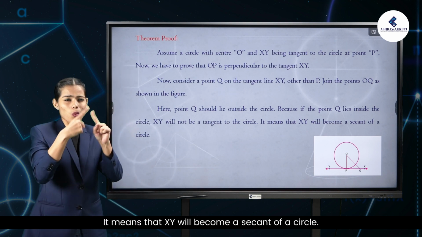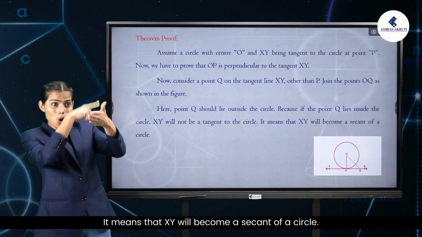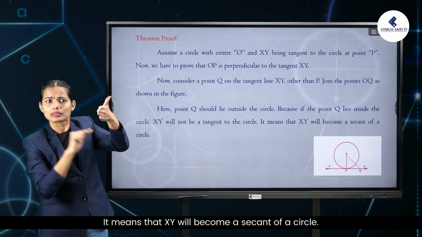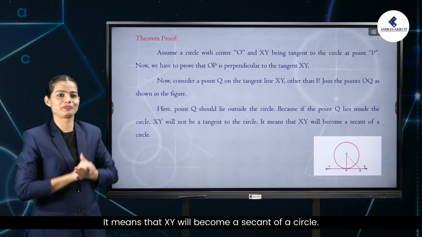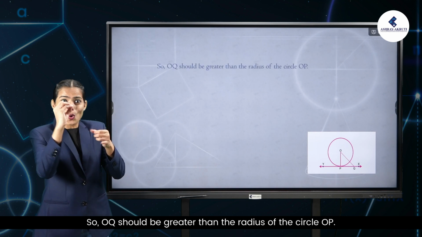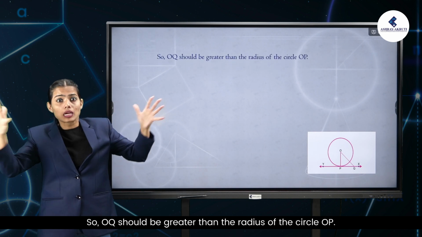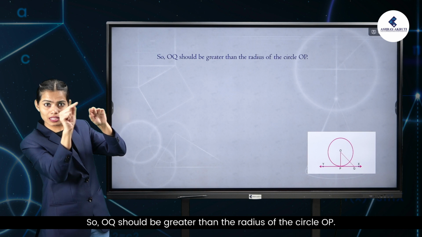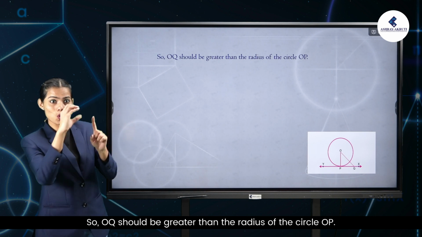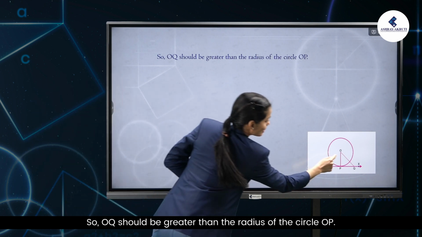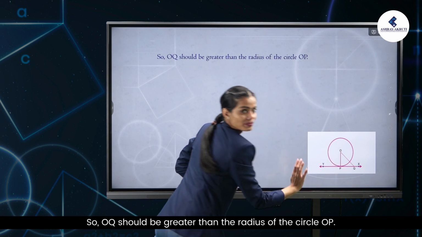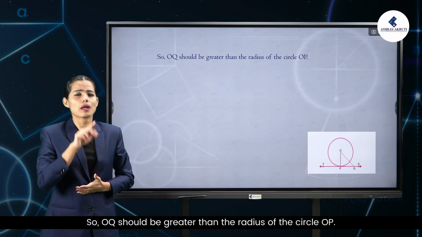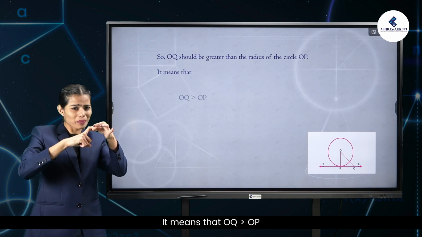It means that XY will become a secant of a circle. So, OQ should be greater than the radius of the circle OP. It means that OQ is greater than OP.